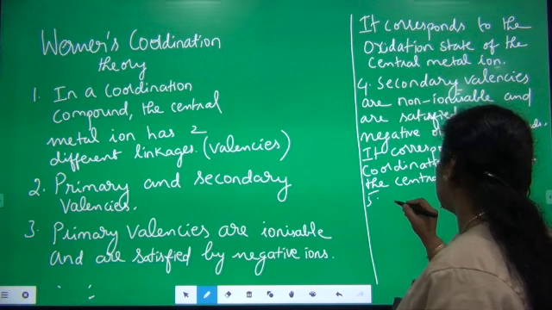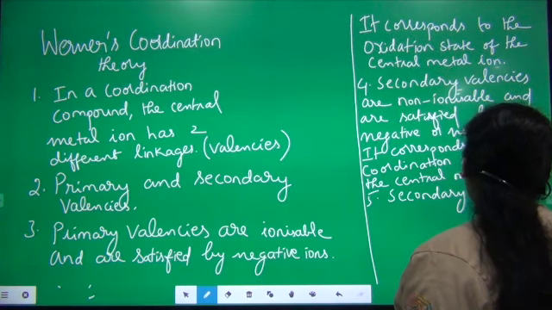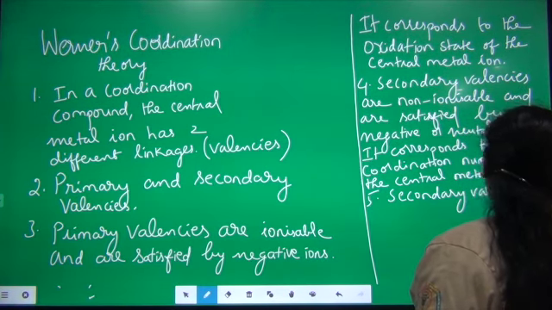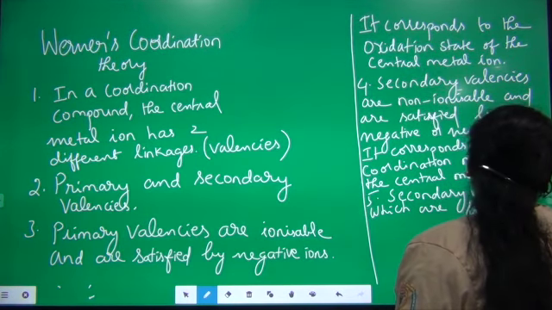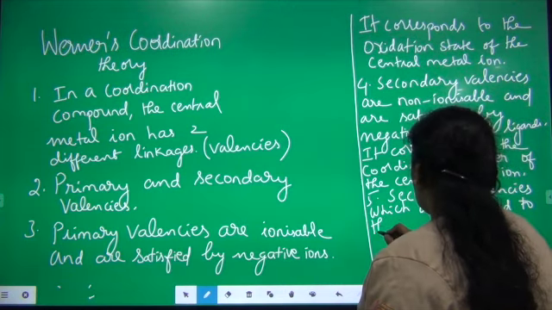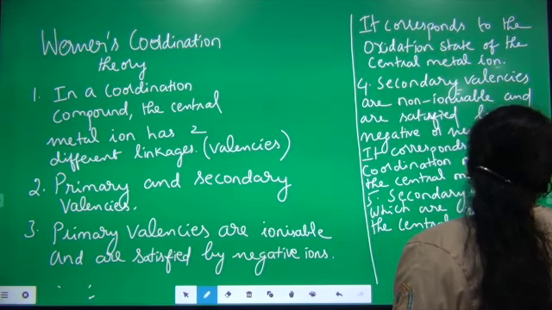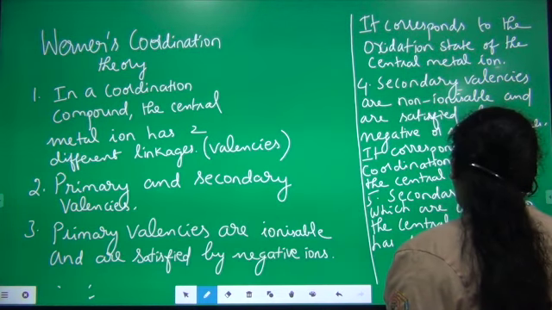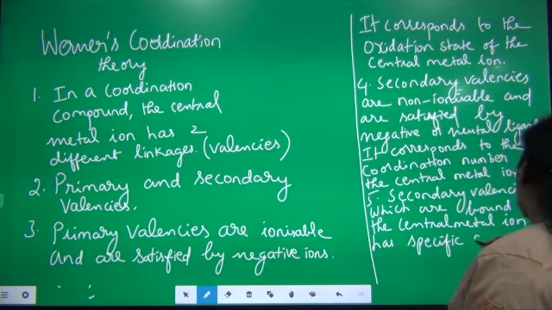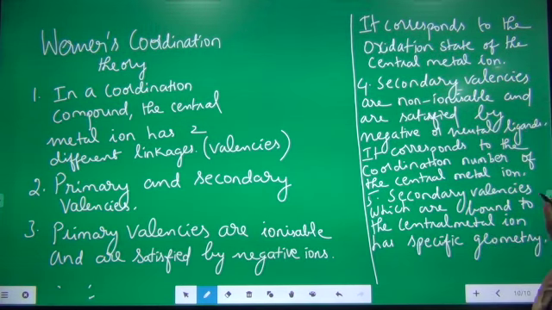The last point: secondary valencies are bound to the central metal ion with a specific characteristic, a specific geometry.